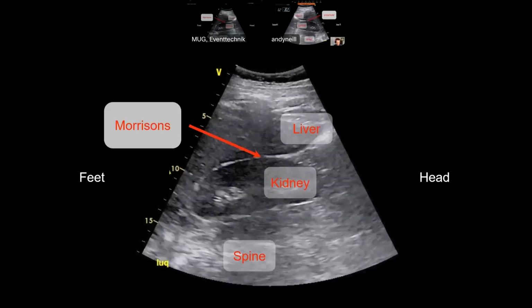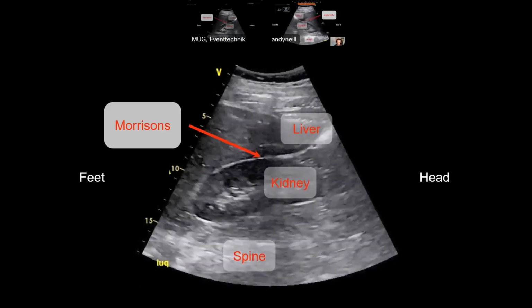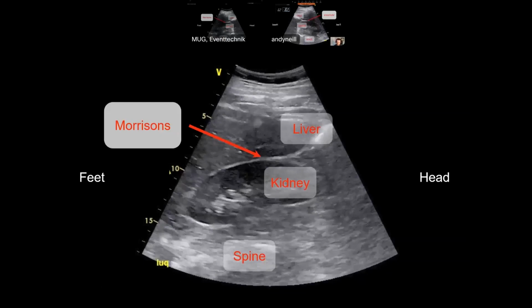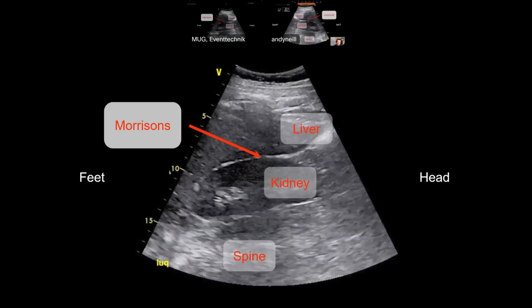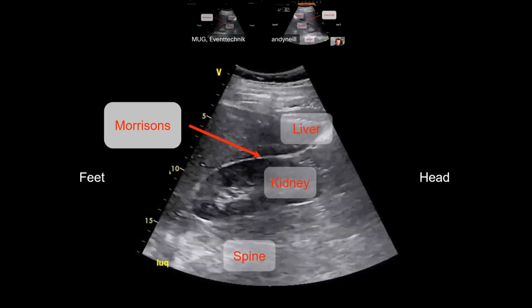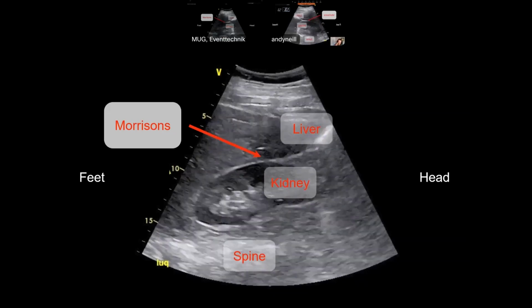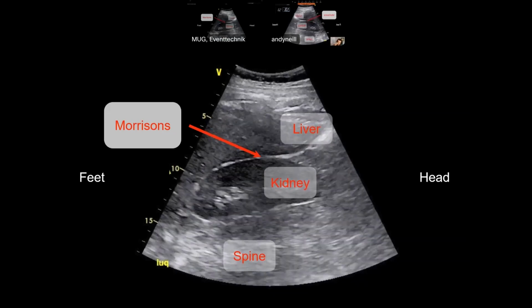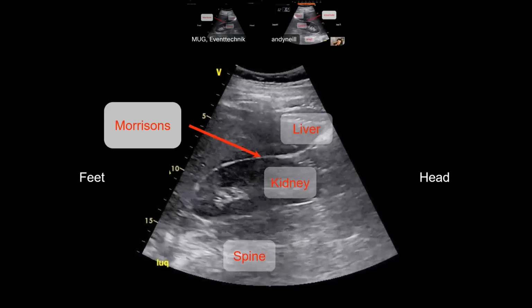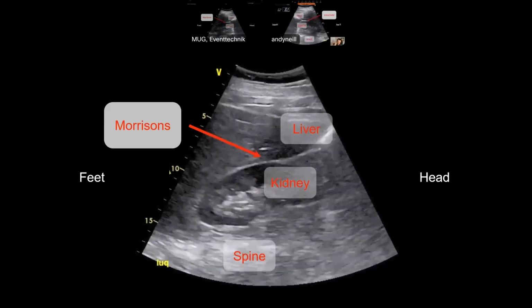Morrison's pouch is an area, and we'll talk in a little more detail about it, where fluid is most likely to develop in a scan. It's one of these potential spaces within the body, a bit like the visceral and the parietal pleura, which usually touch each other. If you get a pleural effusion, the two layers of the pleura separate.